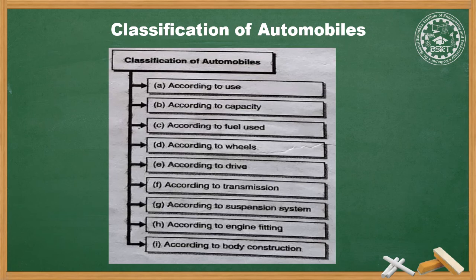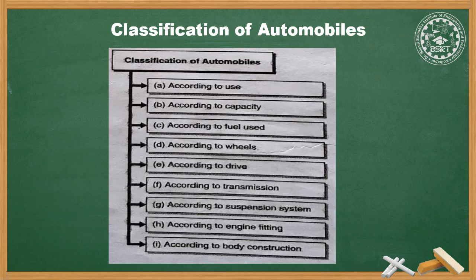And the second, according to the drive, front axle, that is front wheel drive, example Maruti car. Rear wheel drive, example Ambassador, Premier, and the last is all-wheel drive, that is Jeep. Next is according to the transmission. According to the transmission, there is conventional, semi-automatic, and fully automatic.